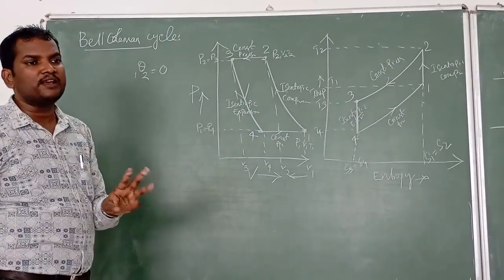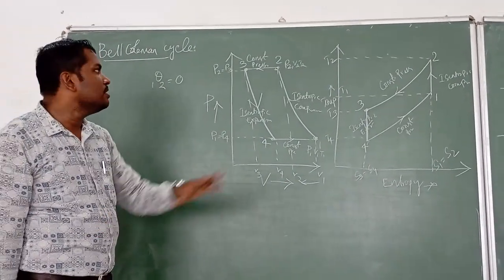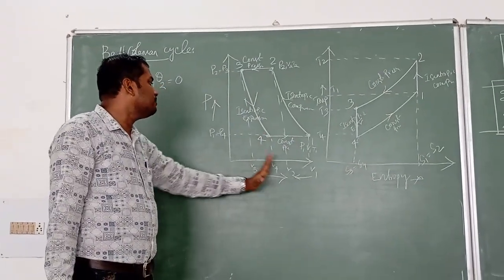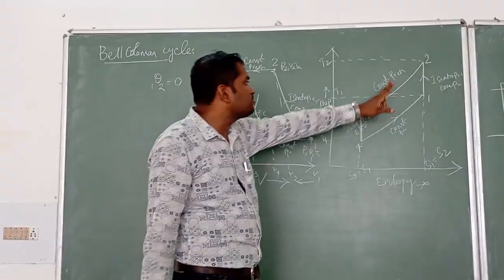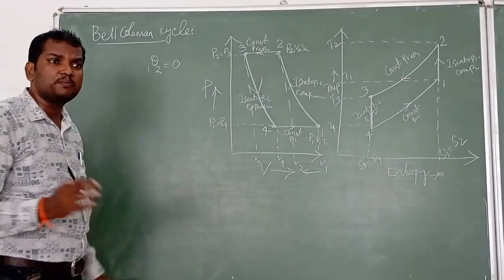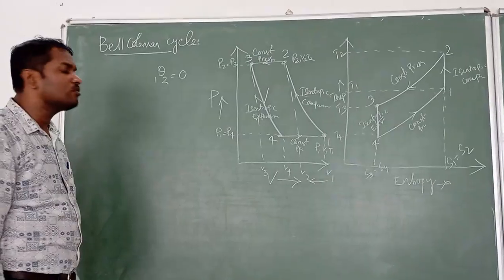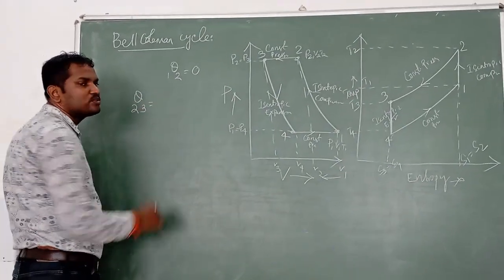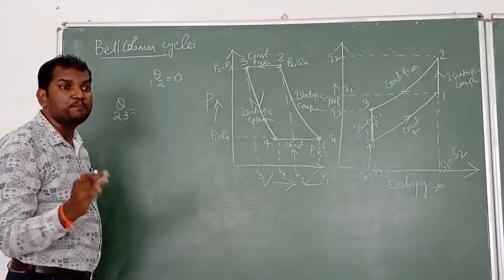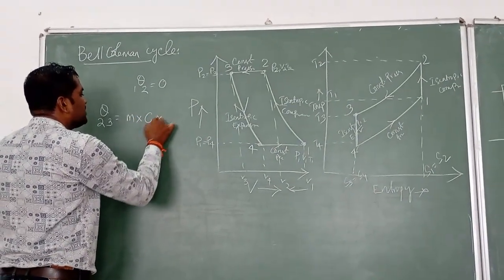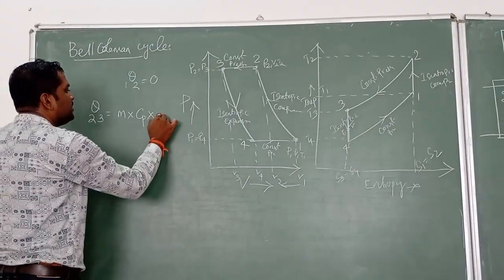Write all three basic parameters: pressure, volume, temperature. Pressure is constant, P2 equal to P3. Volume decreases from V2 to V3. Temperature drops from T2 to T3. Since it is a constant pressure process, we know that the heat transfer during the process Q2 to 3 is equal to mCp dT, where m is the mass of the gas and Cp is the specific heat at constant pressure.